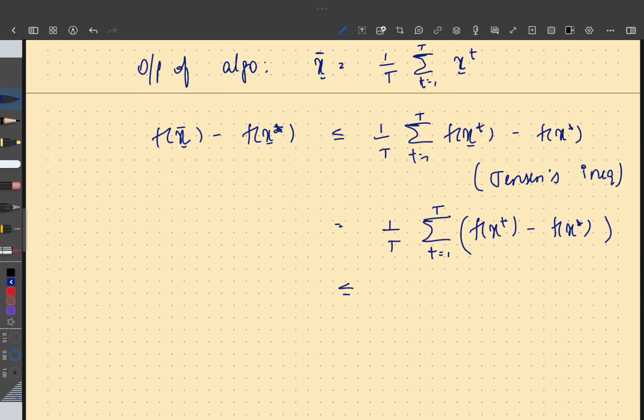If you take any convex function, the convex function is always lower bounded by the tangent hyperplane passing through any point on the function. Right, so this is less than or equal to 1 over T, summation t equal to 1 to capital T, gradient f of x_t times x_t minus x star.